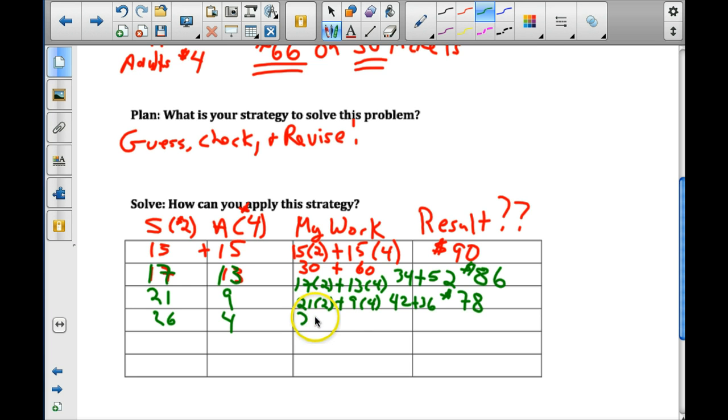All right, let's do 26 times 2 plus 4 times 4. Let's see, 52 plus 16, 68 bucks. Excellent guess, Zuli. Still too high. How would you revise it from there and get the right answer? Alex P., what do you think?